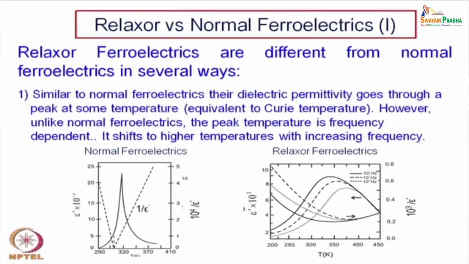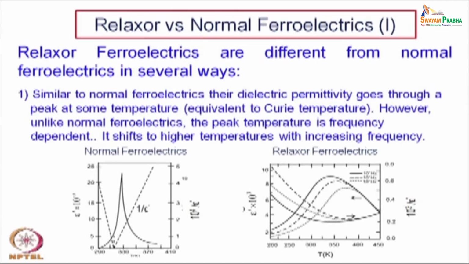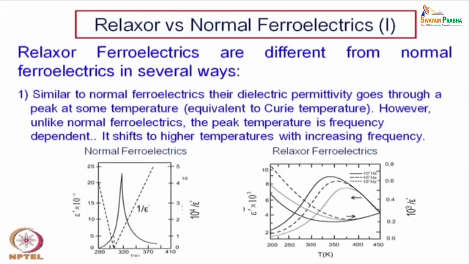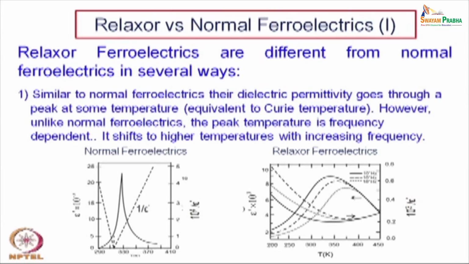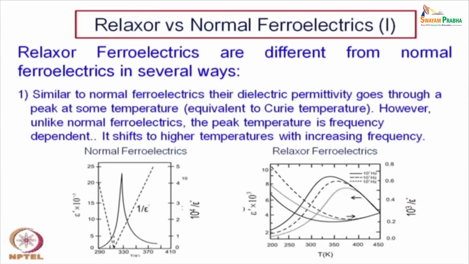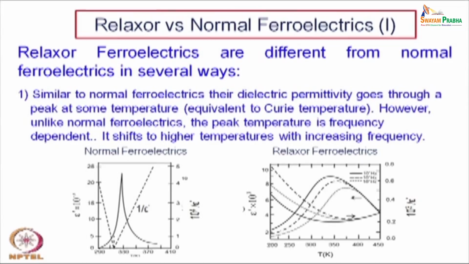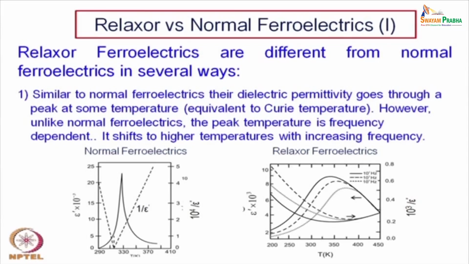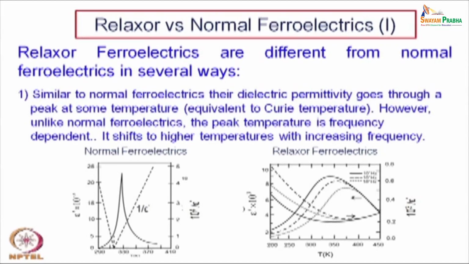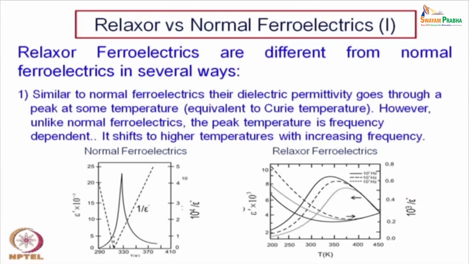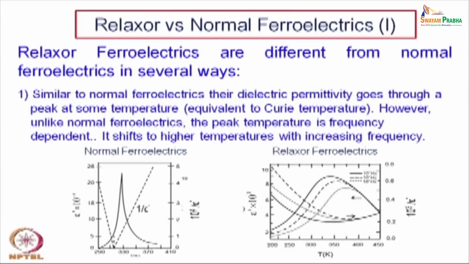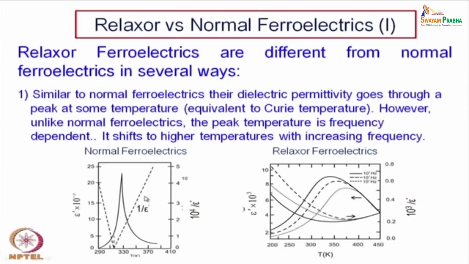independent of the frequency, but here one of the major differences between that group of ferroelectrics and this relaxor ferroelectric is that it is dependent on frequency. The peak temperature shifts to higher temperatures with increasing frequency. So, as the frequency increases, the peak temperature also increases. This is unlike a normal ferroelectric, or it really does not follow the so called Curie-Weiss law here. And these are the two diagrams showing this difference.